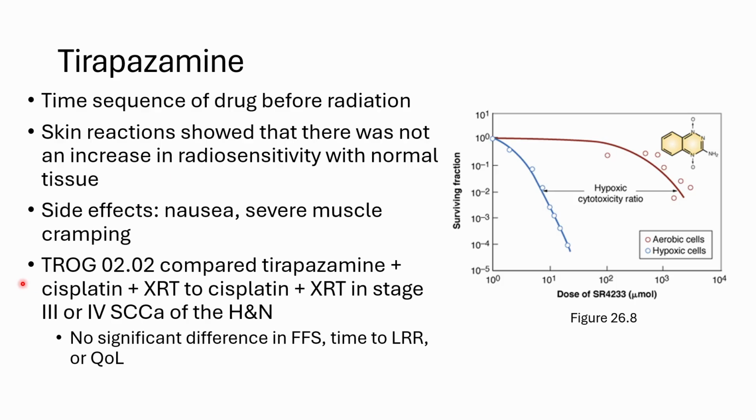And there was a trial, TROG 0202, and that compared tirapazamine plus cisplatin plus radiation to cisplatin and radiation in stage 3 or 4 squamous cell carcinoma of the head and neck. And it showed that there was no significant difference in failure-free survival, time to local regional recurrence, or quality of life. But if you're looking here, in the more in vitro studies, you can see that there was a really big difference in the surviving fraction of aerobic cells to hypoxic cells. So this shows that the tirapazamine was selectively killing the hypoxic cells.